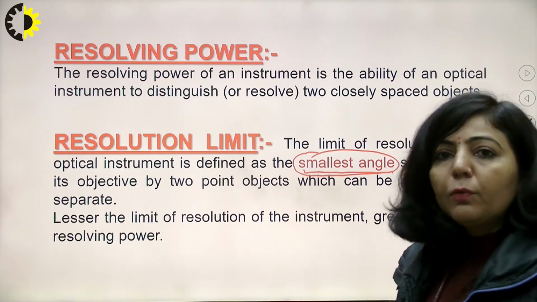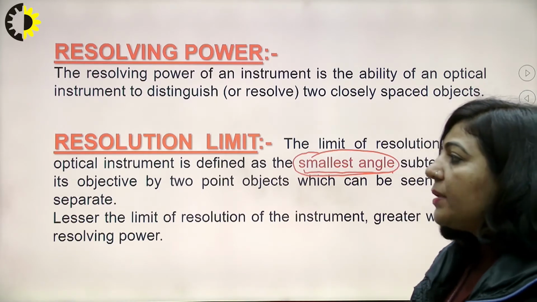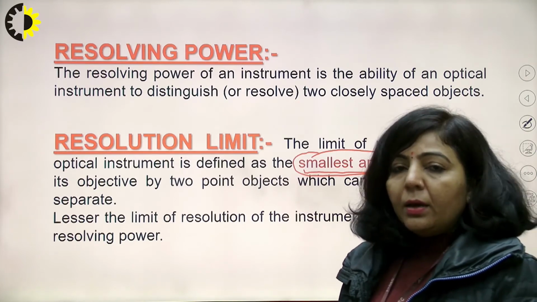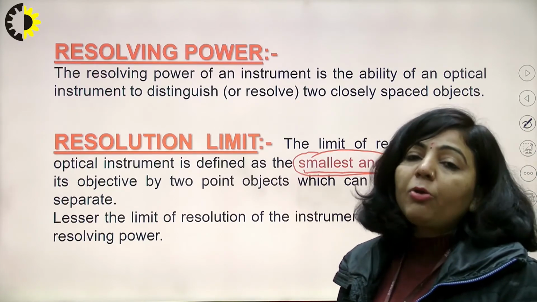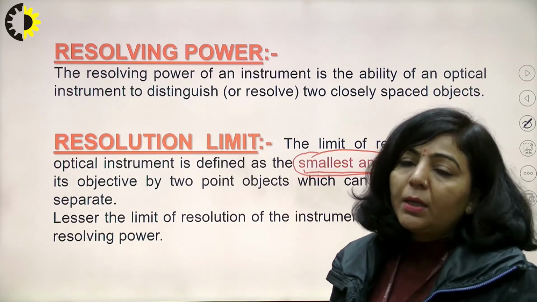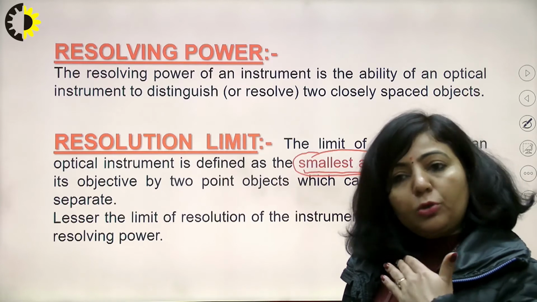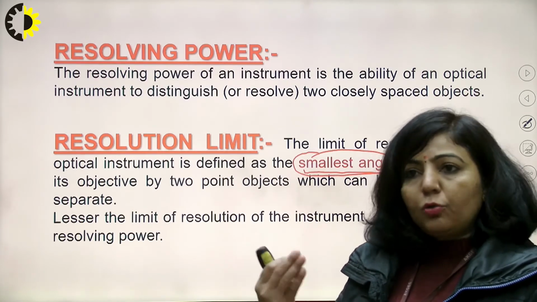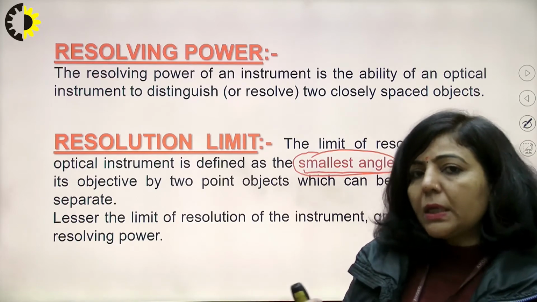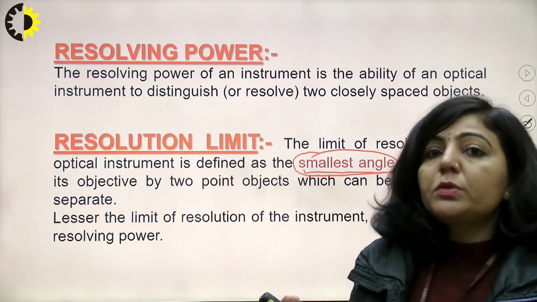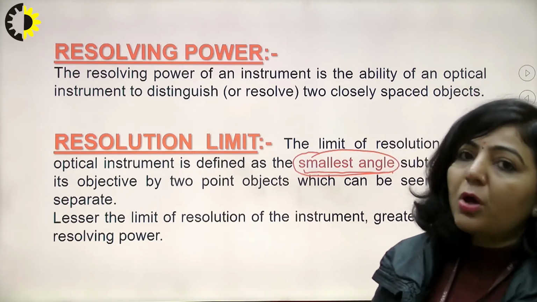For example, if you are using a telescope, as you know, the telescope is used to see distant objects. Those distant objects cannot be seen through naked eyes. Suppose you want to observe two stars, then through naked eyes it is not possible to get a clear view of those distant objects. So we can use a telescope. The ability of that telescope to distinguish between those two stars is known as its resolving power.